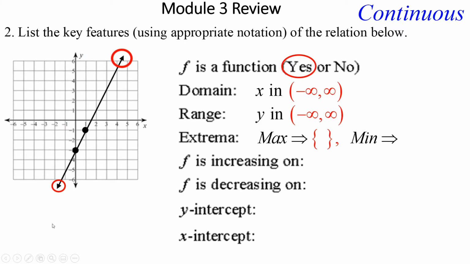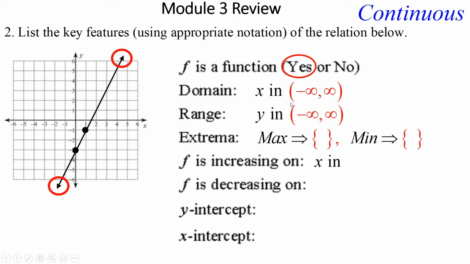The same thing for the min. We're going down and down and down forever and ever. We never get to a minimum endpoint. So that's also the empty set. Now, f is increasing on. Well, it looks to me like if I work from left to right, this graph is always increasing. So it is increasing within its entire domain.